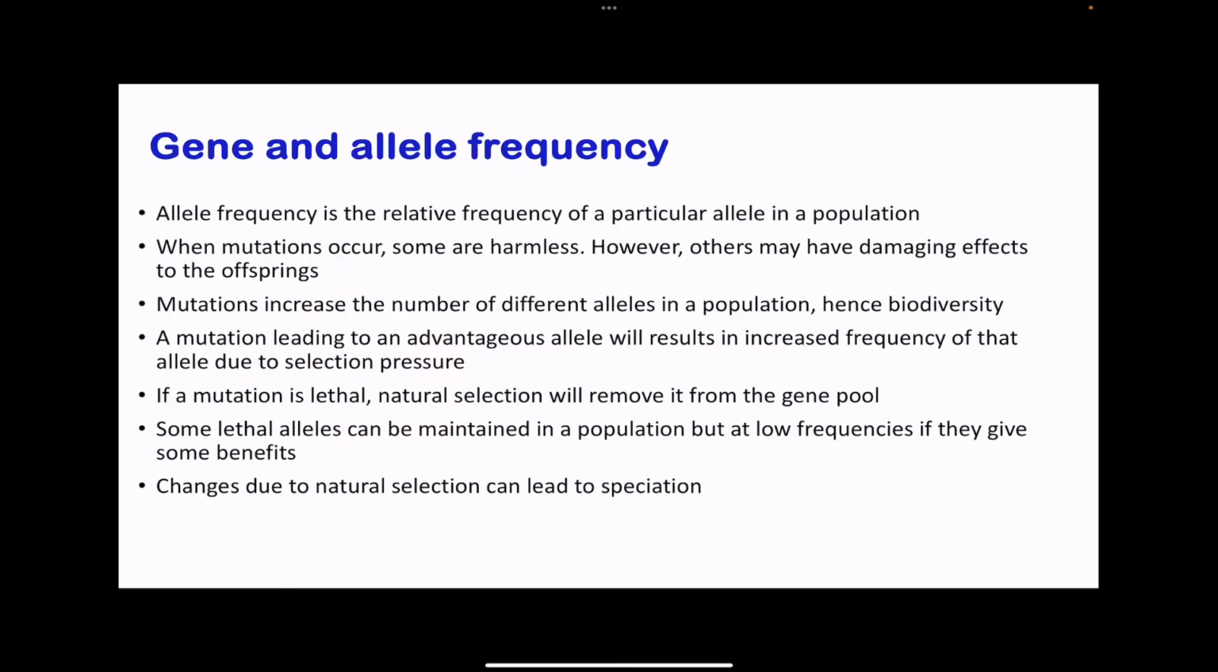Moving on to gene and allele frequency, and again, this is related to biodiversity. Allele frequency is the relative frequency of a particular allele within a population. When mutations occur, some are going to be harmless.